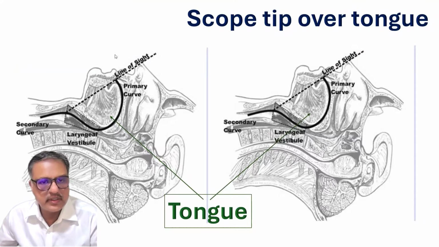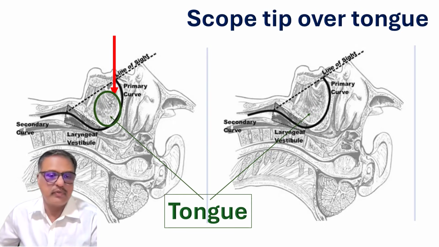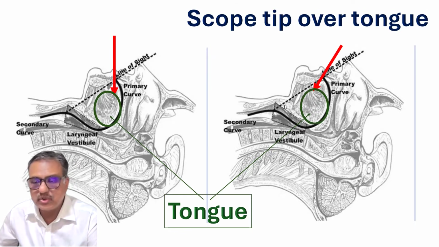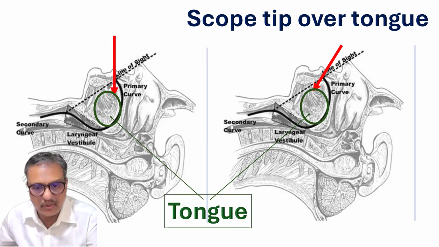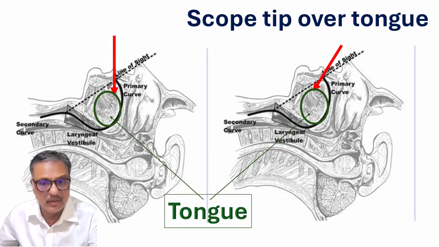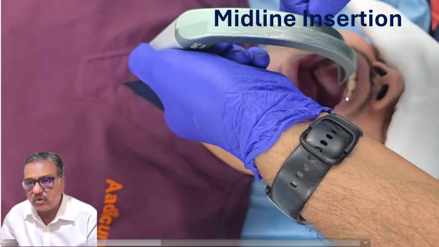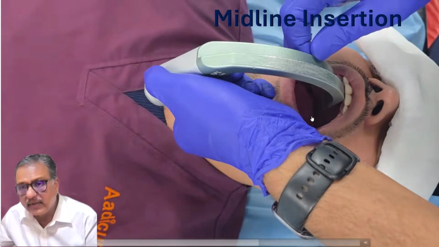See, when you are inserting the D-blade or hyperangulated blade perpendicular to the face plane, the tongue is going to obstruct the path of your videolaryngoscope. Same way, when you are inserting the D-blade like a direct laryngoscope, the tongue is also going to obstruct the path. So in such a case, what to do? You have to withdraw the scope and insert it parallel to the hard palate and soft palate, behind the tongue, like this.